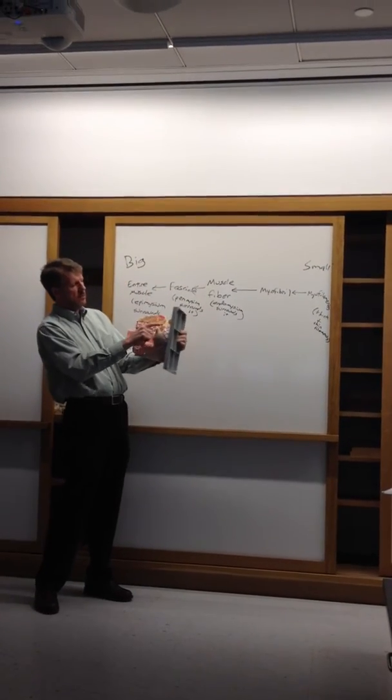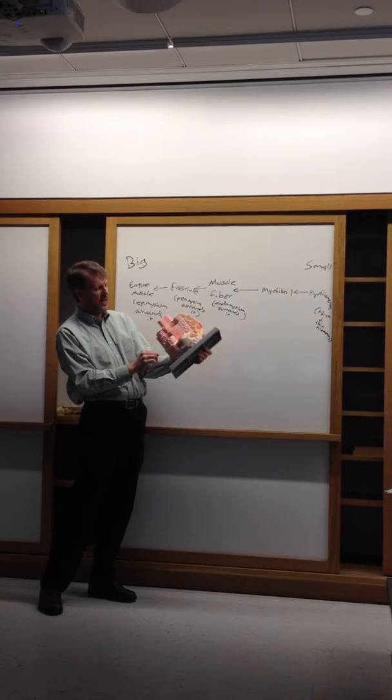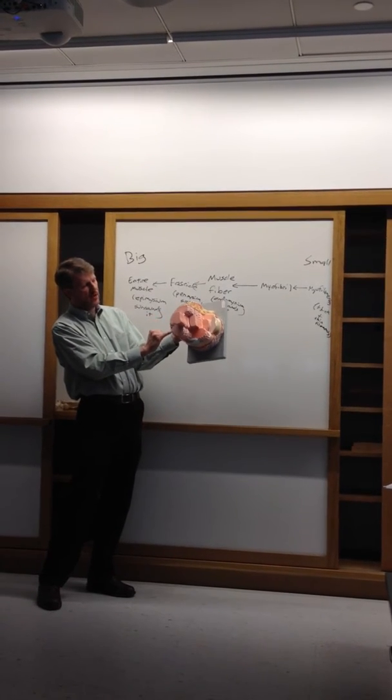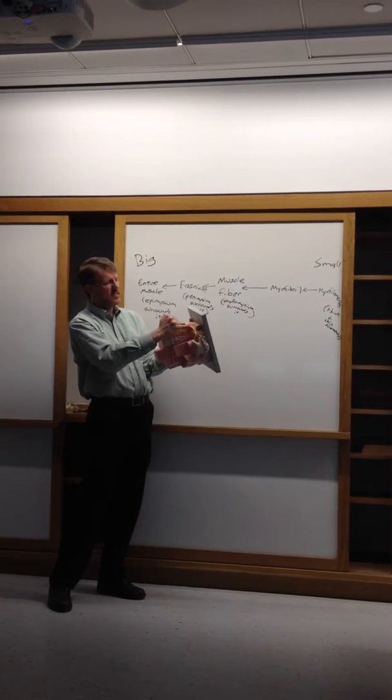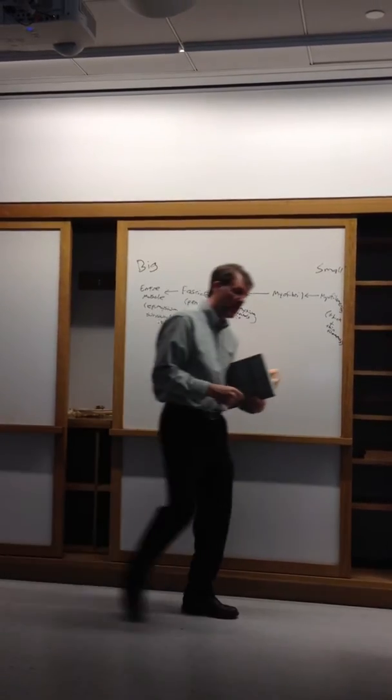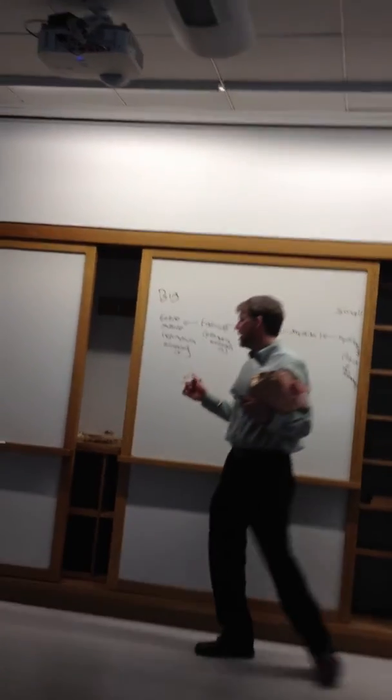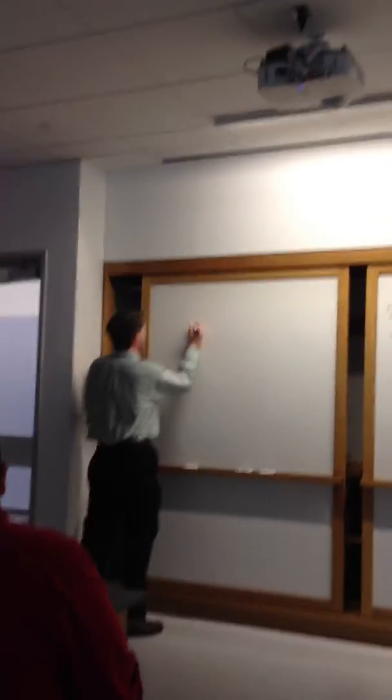Other things I can show you on this model. The outer part of the muscle cell is shown right here. That's the cell membrane of the muscle cell. The cell membrane of the muscle cell, unfortunately, has a special name that you need to know. It's called the sarcolemma.